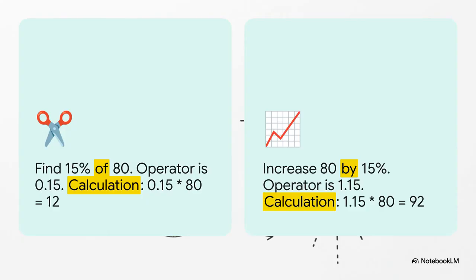Now this slide shows a really crucial difference. On the left, if you want to find 15% of 80, that's easy. Your operator is 0.15. You multiply, you get 12. But, and this is the important part, if you want to increase 80 by 15%, you're actually looking for 115% of the original amount. So your multiplier is 1.15. This lets you get the new total, 92, in one single calculation. It's way faster and leaves less room for error.